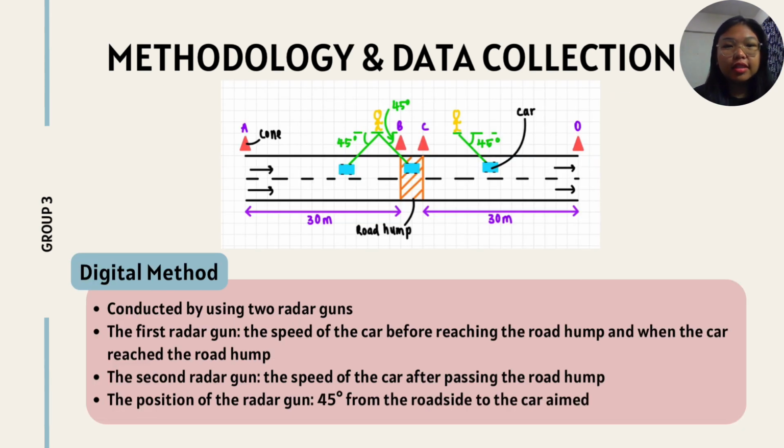Our team conducted the digital method by using two radar guns. As can be seen from the figure, this is the work plan that we used to conduct our data collection. The first radar gun is used to measure the speed of the car before reaching the road hump and when the car reached the road hump. And the second radar gun is used to measure the speed of the car after passing through the road hump. The position of the radar gun is at an angle of 45 degrees from the roadside to the car aimed.